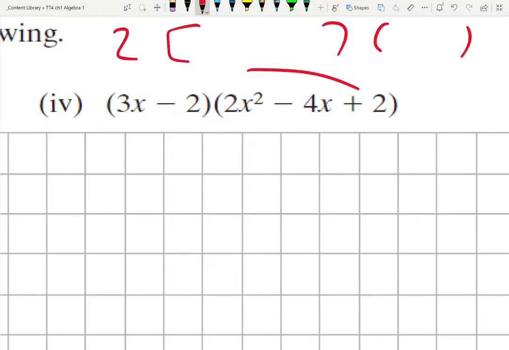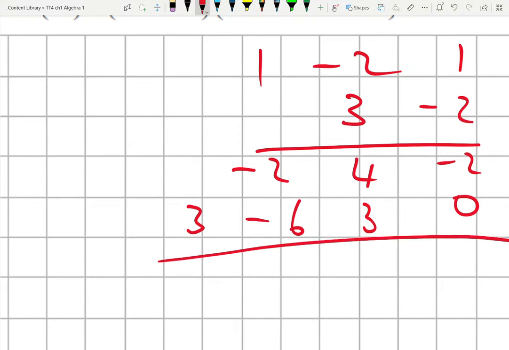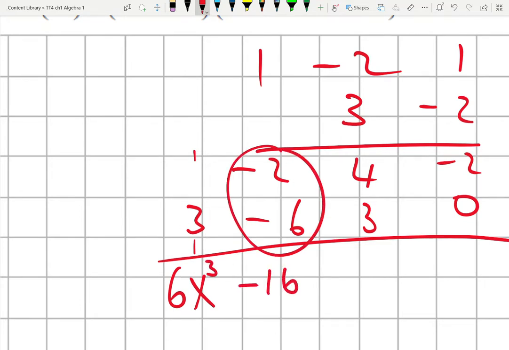Okay, so we call this 1, negative 2, 1, and multiply it by 3, negative 2, and then just double up our answers. So multiplying, we're getting minus 2, 4, negative 2. With 0 here, we have 3, negative 6, and 3. Okay, now I'm going to do 3 things in my head at the same time. I'm going to add, double, and bring in the power. Add, double, and bring in the power. Add, and double.